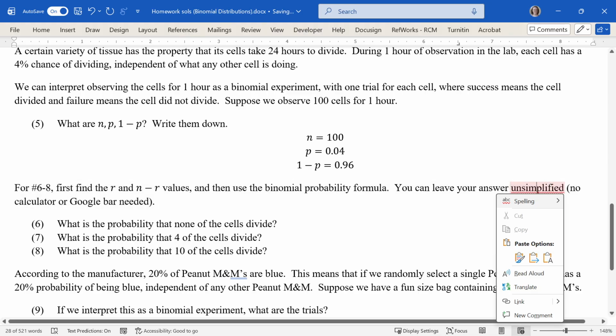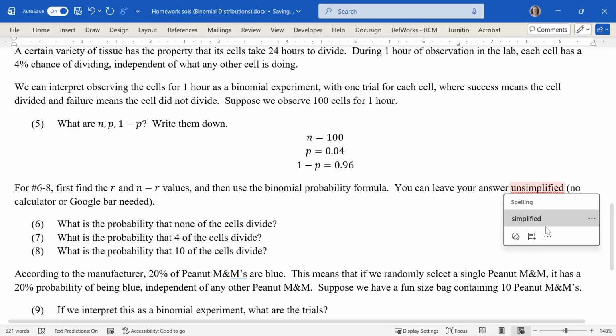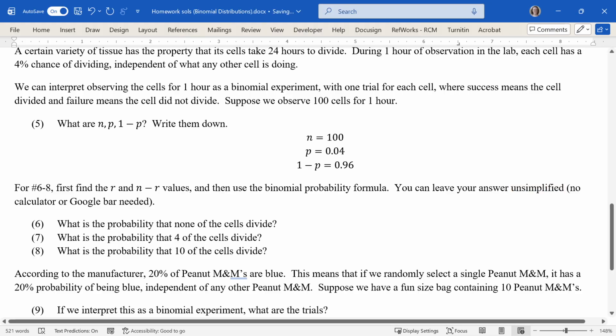And I swear, Microsoft Word, unsimplified really is a word. I keep trying to tell it this.